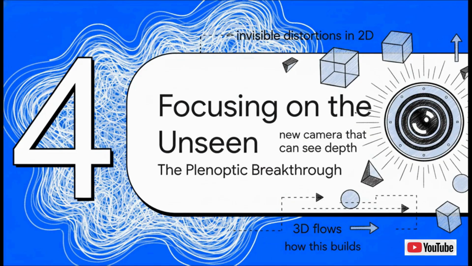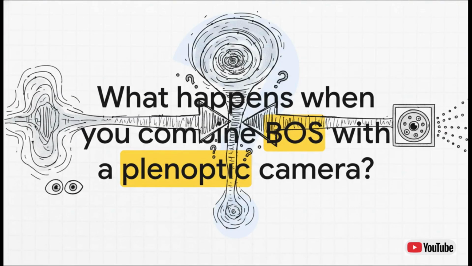Okay, so we've got our classic technique for seeing invisible distortions, and we've got this new kind of camera that can capture depth. I think you know what's coming next. Let's see what happens when we mash them together. Right. This is the big question. What do you get when you take these two powerful ideas and combine them?